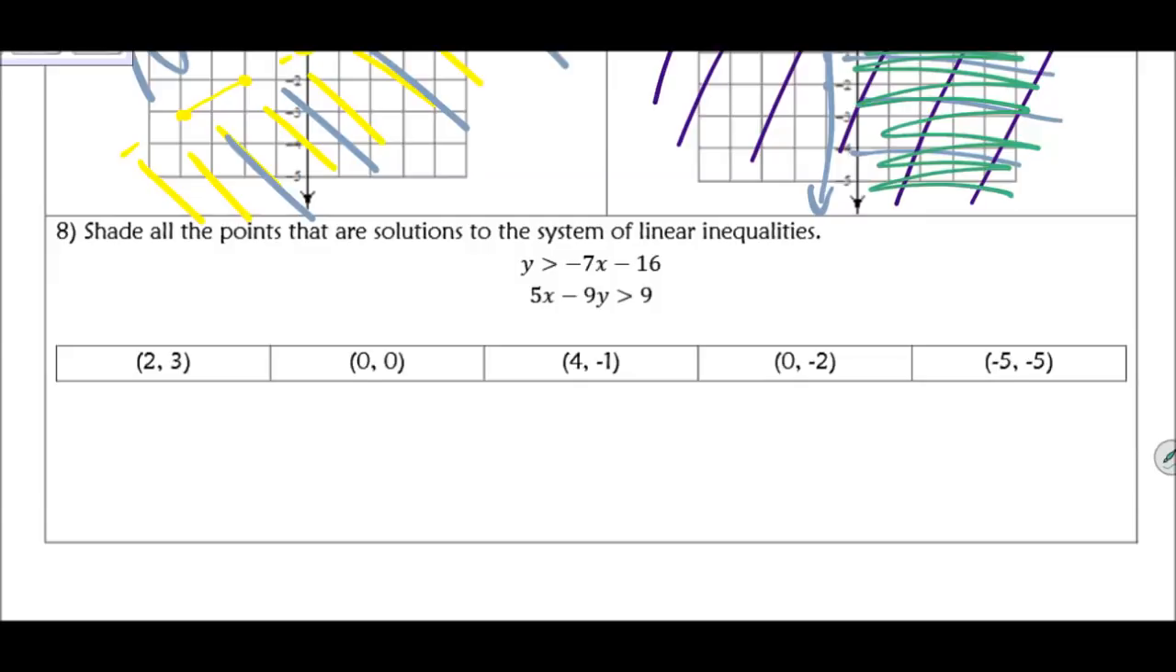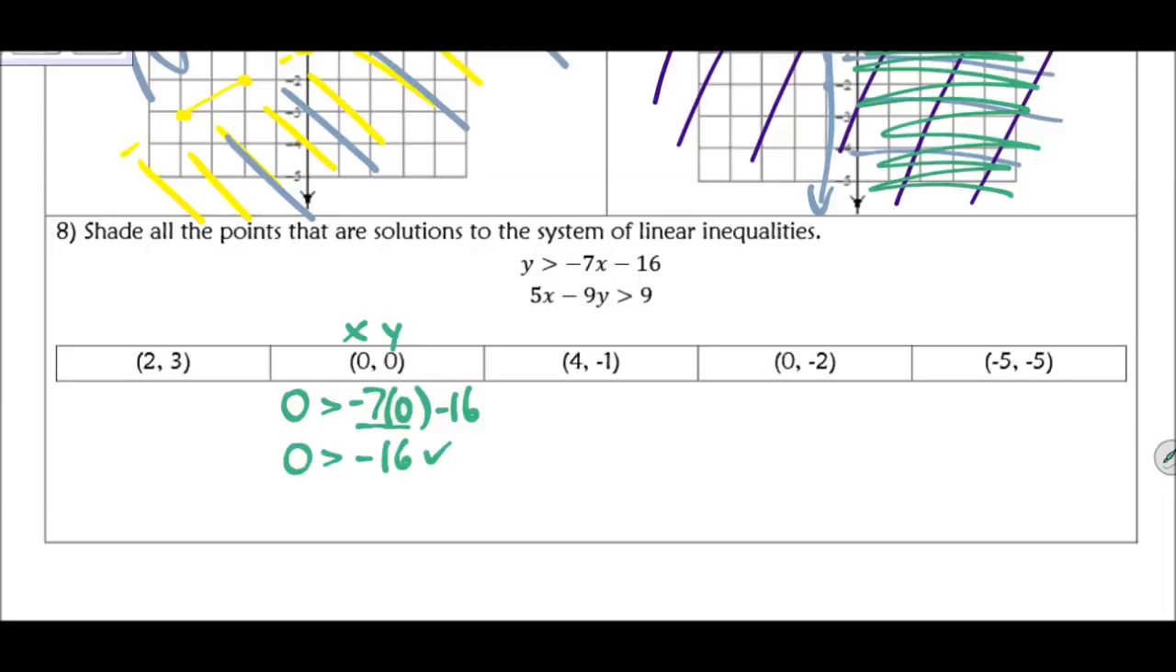So let's start with the easy one. That's an x and a y combination of 0, 0. Just plugging in 0, 0 for my x and my y and seeing if it makes it true. I'm going to plug into the top one. Y, or 0, is greater than -7 times 0 minus 16. 0 is greater than, that's just 0, so just greater than -16. Well, that one works. 0 is greater than -16.